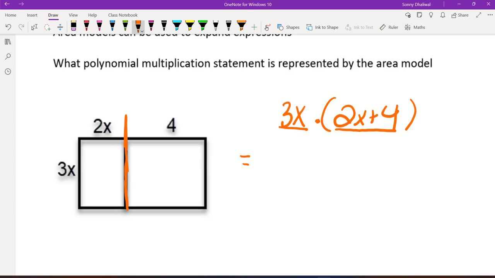3x and 2x. 3 times 2 is 6. Then the x's, exponent 1, exponent 1. We add the exponents. That gives me a 2. Going on here, 3 times 4 gives me a 12. And we have an x. That is not combining, it's just an x. So we get 6x squared plus 12x. Doesn't matter what method you do, you get to the same answer.